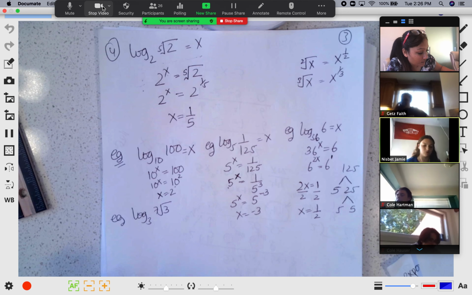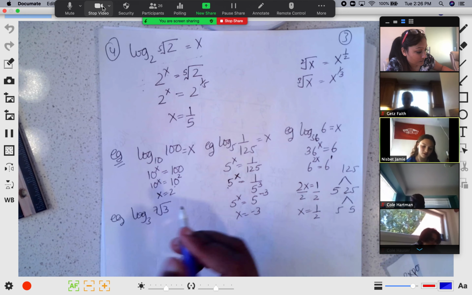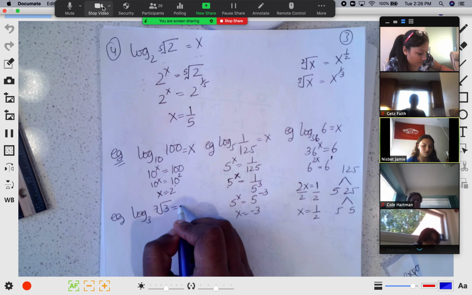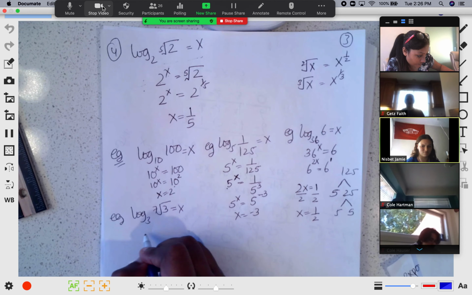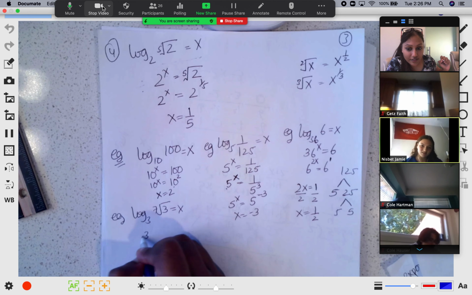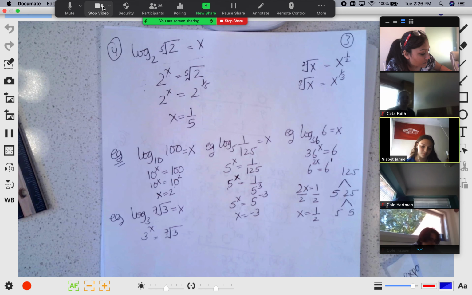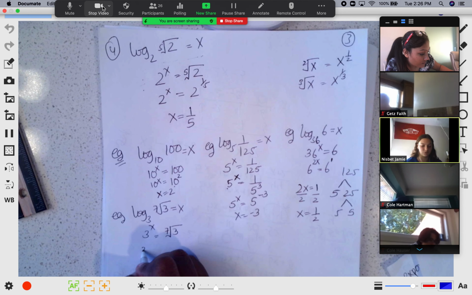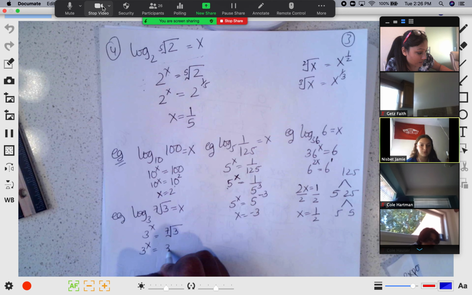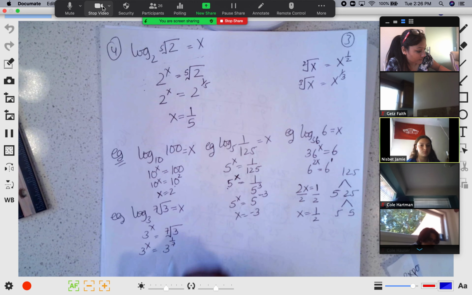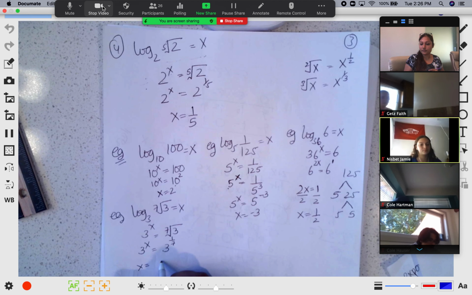Do you want me to walk you through the whole process? Yes. Okay, so I put 3 to the power of x equals the 7th root of 3. And then I put 3 to the power of x equals 3 to the power of 1 over 7. And then x equals 1 over 7. Really good. That's your answer.